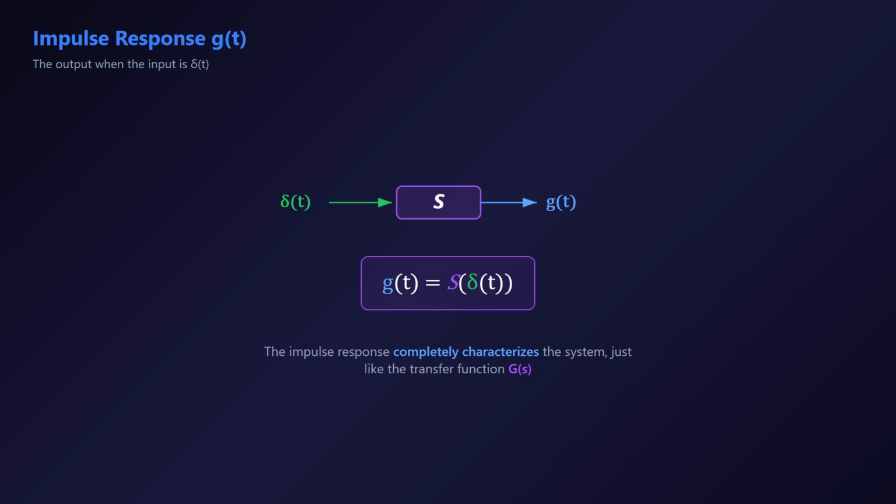When we apply the Dirac impulse as input, the output is called the impulse response. We write g(t) equals S of delta of t. The impulse response completely characterizes the system behavior, just like the transfer function does.